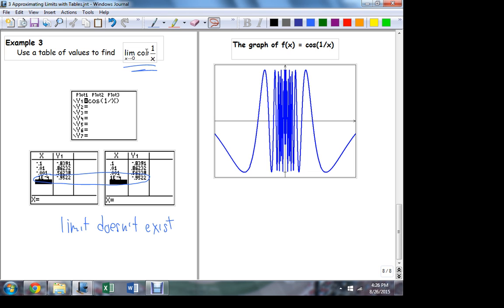Okay, so there's a tabular method to identify limit values. But this last counterexample is so important because it shows you that it's not enough just to look at the closest points. You've got to look at the process. Is this starting to settle down? No, this is not settling down, just bouncing around.